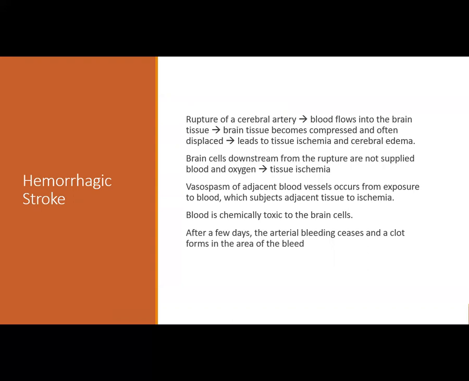So like I said, the first thing that happens is the rupture of the cerebral artery. That blood flows into the brain tissue, and the tissue becomes compressed and displaced, which can lead to that ischemia and cerebral edema. All of this causes that swelling, and the thing we're worried about is not getting enough perfusion to our brain. The other thing that can happen is the vasospasm of adjacent blood vessels. Vasospasm is basically like this quivering of blood vessels, and that is going to make it more difficult for us to get enough perfusion to our brain. So a lot of our care for hemorrhagic strokes is geared toward preventing these vasospasms.